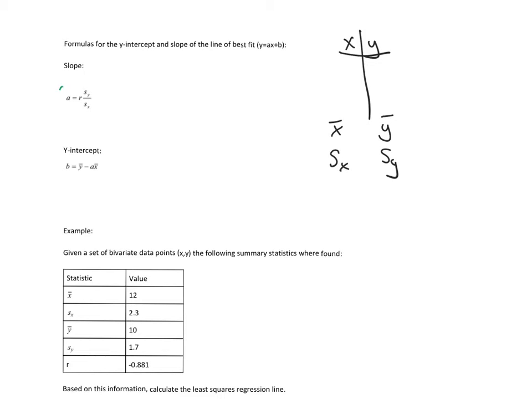So the slope is simply given by this equation. A equals R times the quotient of the two standard deviations, S of y divided by S of x. And if you remember, normal slope is change in y over change in x. So this is kind of our change in y, this is kind of our change in x, multiplied by this factor of R, which is talking about how strong your correlation is. Then your y-intercept b is given by y bar, which is the average of the y list, minus a, which is the slope you just found, times x bar, which is the average of the x list.